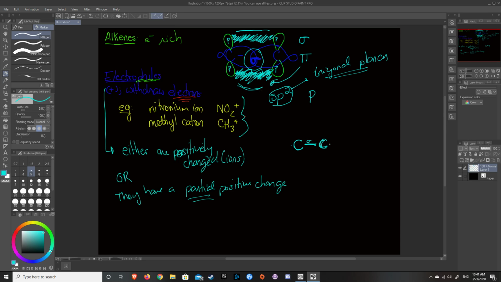Then we've got our hydrogens coming out right here, a hydrogen going back right here, a hydrogen coming out right here, and a hydrogen going back right here. And we're going to see why that is in a second, right?